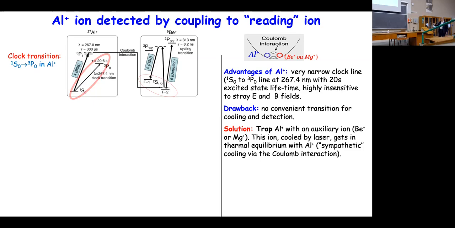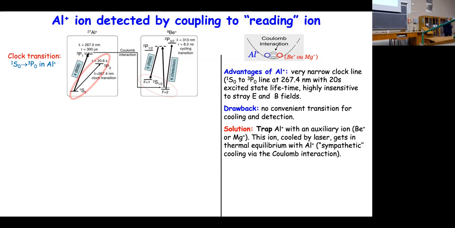You see here the energy levels of beryllium. You have two ground states, F equals 2 and F equals 1, and they are connected by a Raman transition. So it's a qubit between two ground states. You have a Raman transition that connects one to the other.